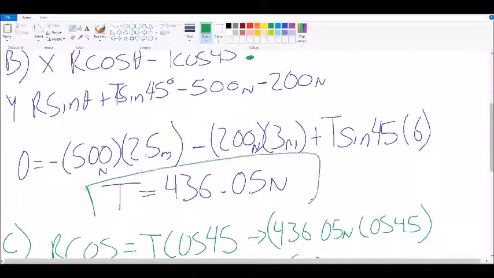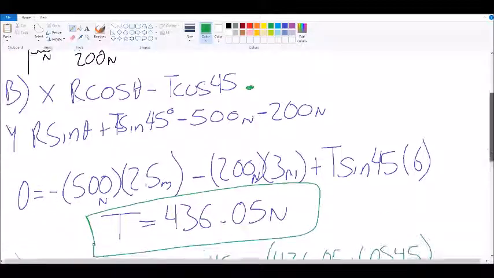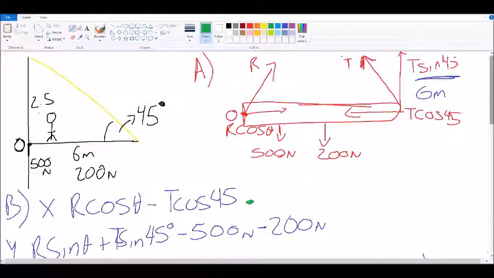So this is the total reaction force that the wall exerts on the beam. This is the total amount of tension that's in the cord to hold up the beam and the man, and this is the free body diagram.